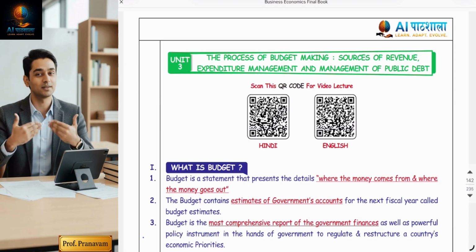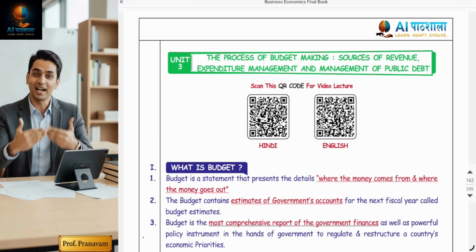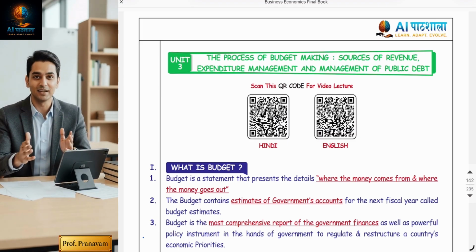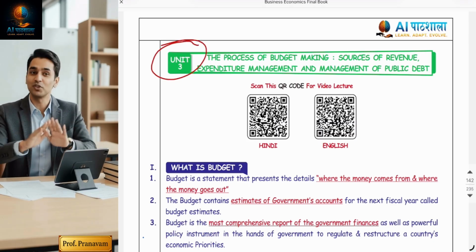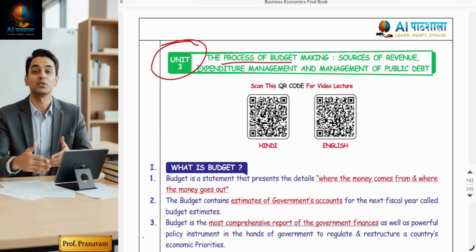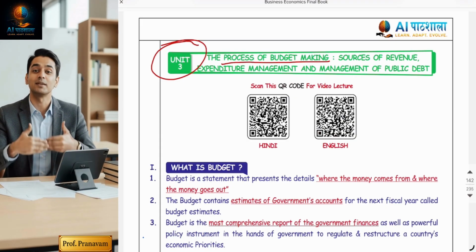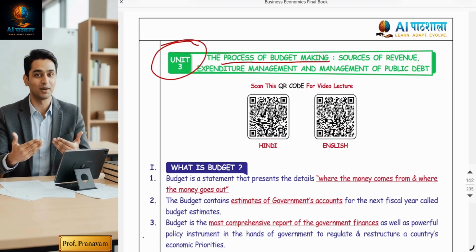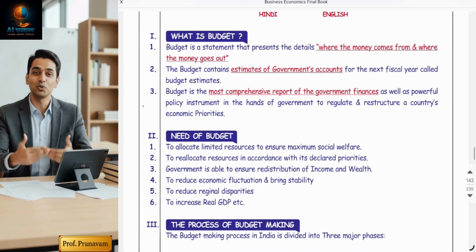Friends, the mantra of this unit is: the budget is not just an income and expense statement, it is the government's economic roadmap. So in this chapter, Unit 3, we are starting with the process of budget making. Very interesting topic and very practical. You will be able to understand how the government plans and runs the country and manages the expenditures of the country. So let's start with a powerful energy.